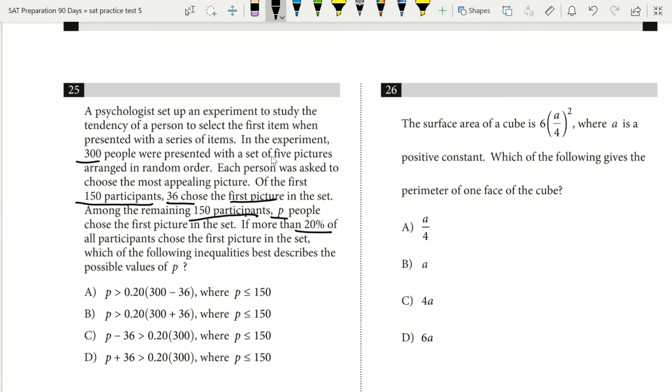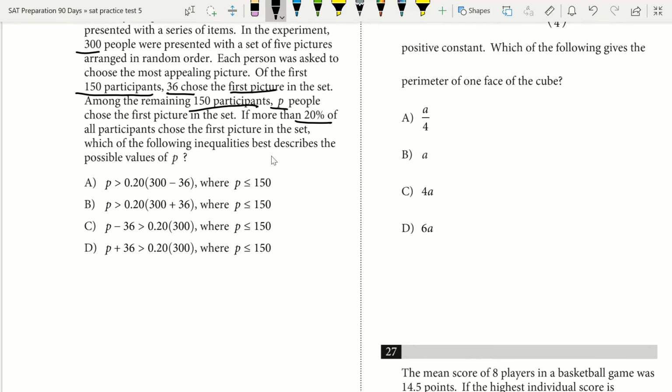If more than 20% of all participants chose the first picture in the set, which of the following best describes the possible value of P? All right, 20% are choosing that first picture, and there are 300 participants. That total number is going to be 0.2 times 300. Okay, so I don't want to have a minus 36 or a plus 36 there, so I know A and B are going to be out of the picture. Now I look at options C and D.